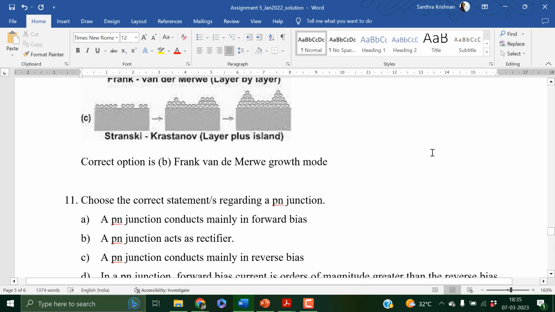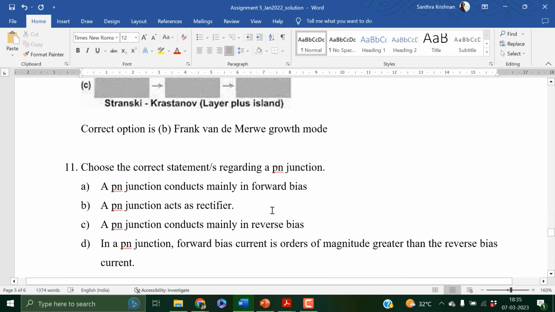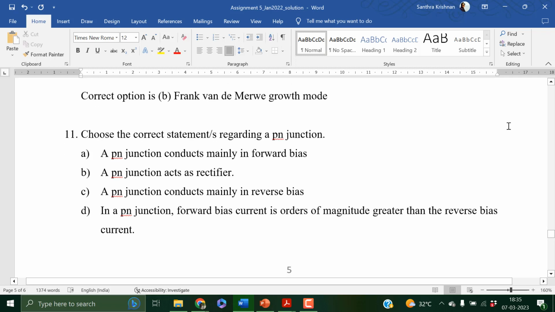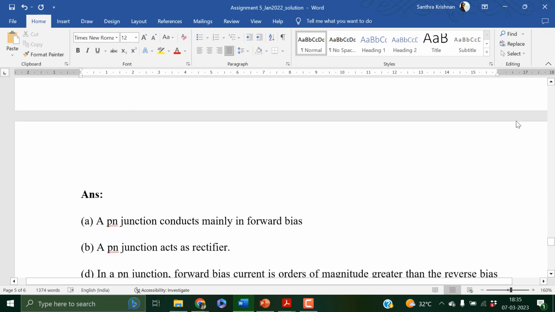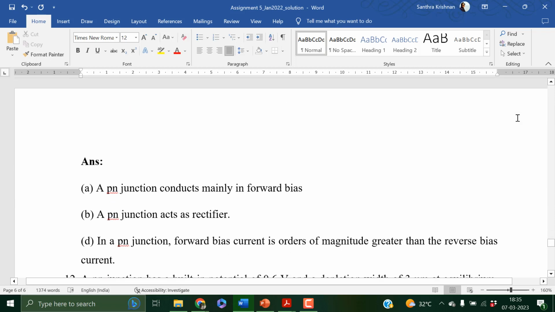Now next is a very direct question. Choose the correct statements regarding a PN junction. It conducts mainly in forward bias, acts as a rectifier, conducts mainly in reverse bias, and forward bias current is orders of magnitude higher than the reverse bias current. Which of these options will be correct regarding a PN junction? I will go with B and D, ma'am. Okay, so the answer will be A, B, and D.